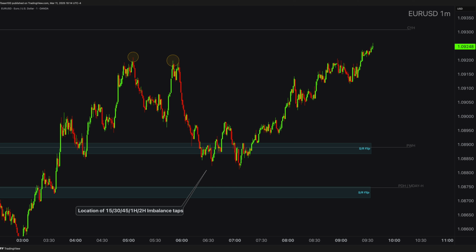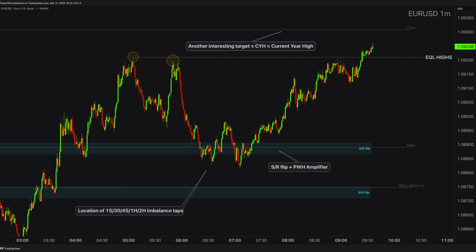If you just check it out above, notice these lovely equal highs, which make a great target. But also, we have this CYH above. What is it? It is current year high. Another very interesting institutional target. Okay, up until this moment, what do we have? We have our SR flips, we have our amplifiers, and we have our targets. Now the rest is about making entries.